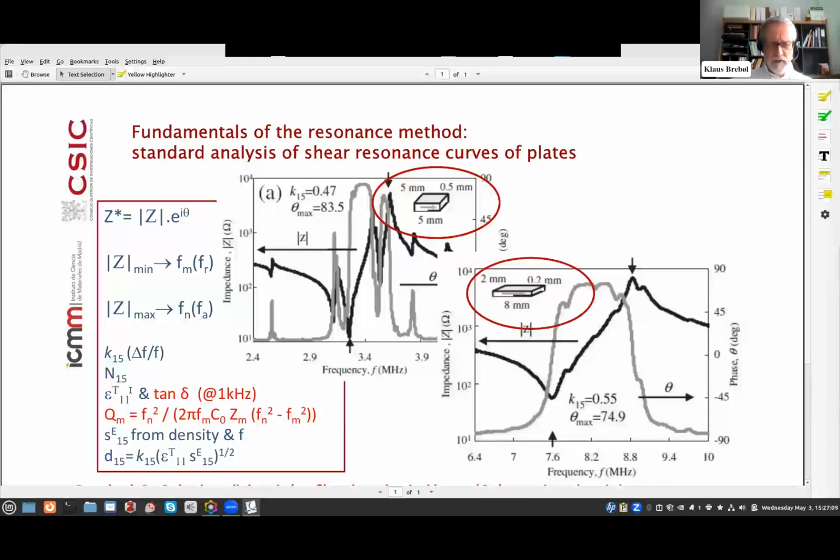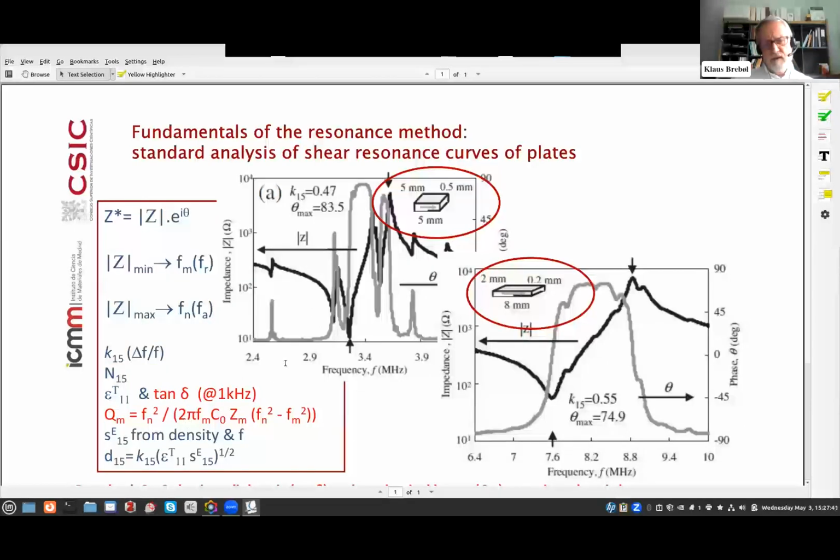Another parameter that has to be measured is the dielectric permittivity and the dielectric loss. But the standard recommends that this is being measured at 1 kilohertz. And that means that we measure some parameters at 1 kilohertz. We measure the resonance at 3 megahertz, or maybe even higher. You can see here, due to the thinning down of the sample, we are now at almost 8 megahertz.